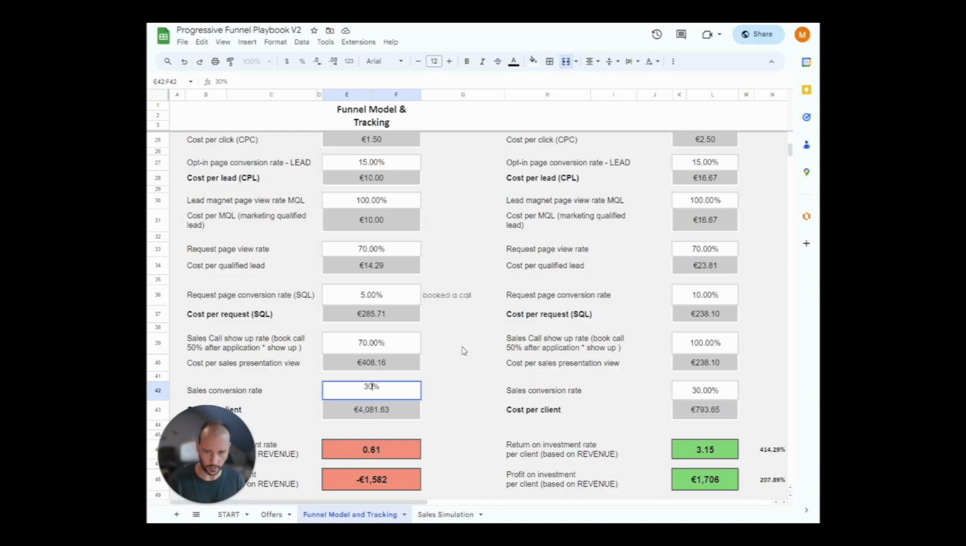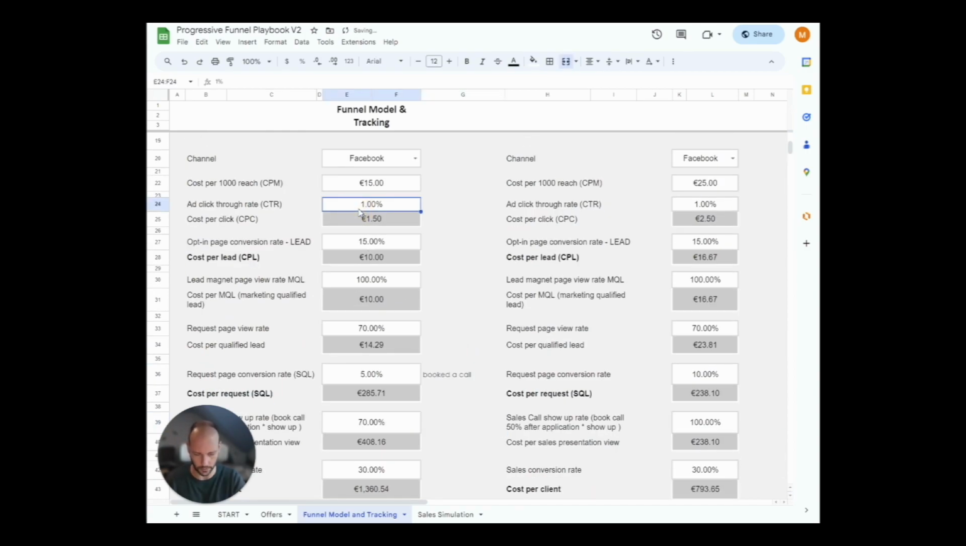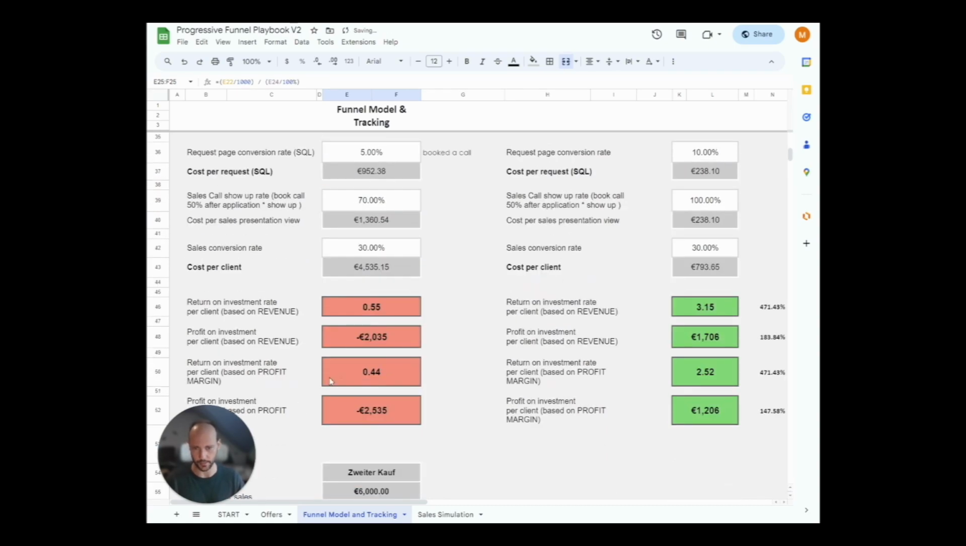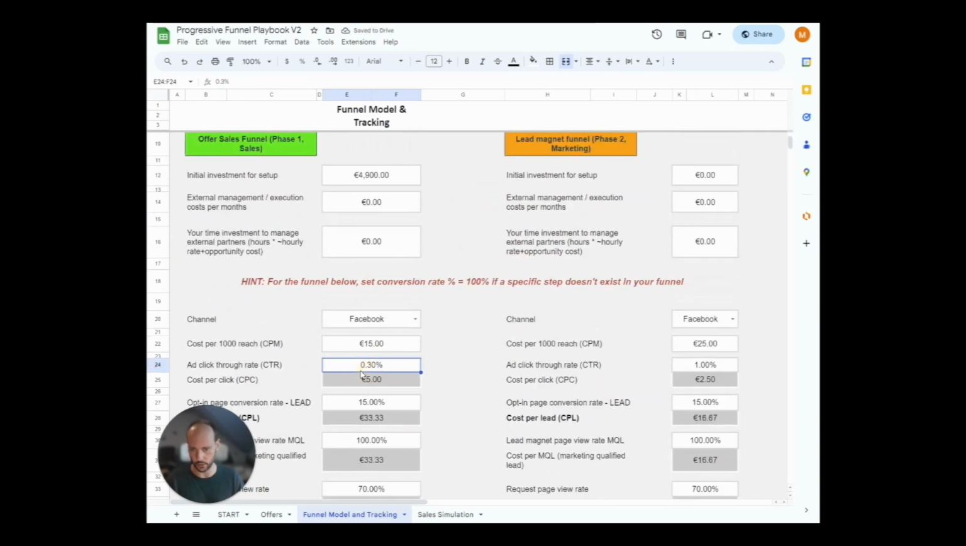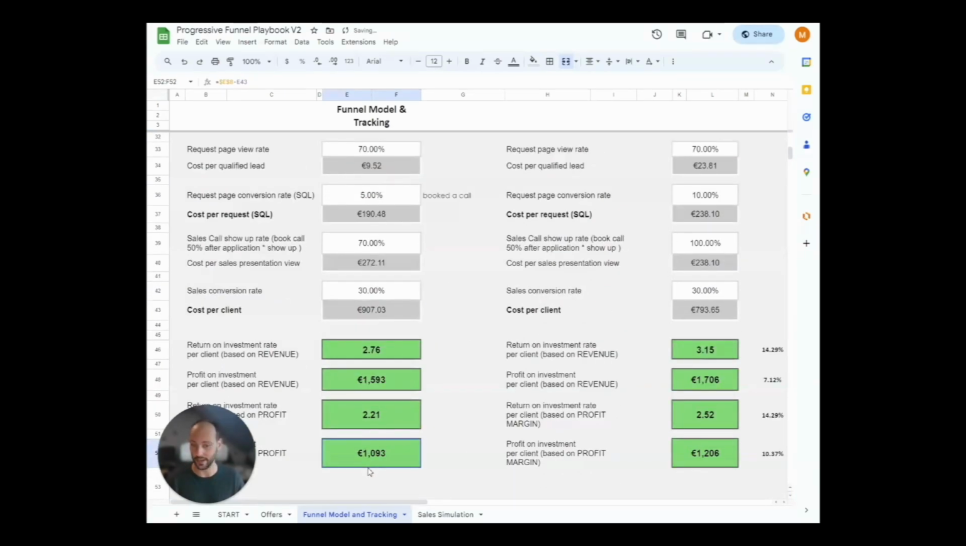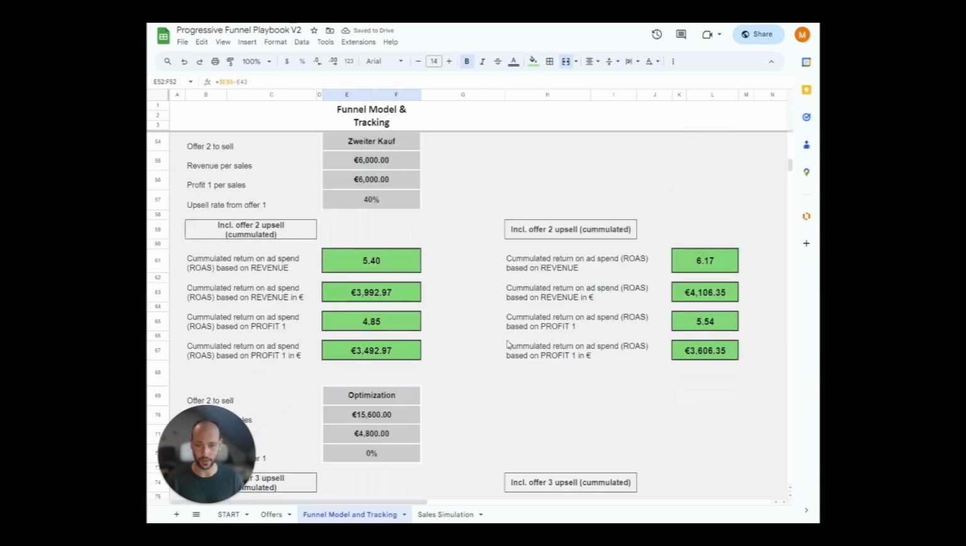Okay, let's say you are here at 30%. If you are here only with 0.3%, same thing, right? It makes you a loss. So you need to work on your ad to get to minimum 1%, better 1.5%, and then you make a good amount of money. And when you have an upsell, it makes you even more money. And you don't need to advertise to these people again. That's why it's plain profits.